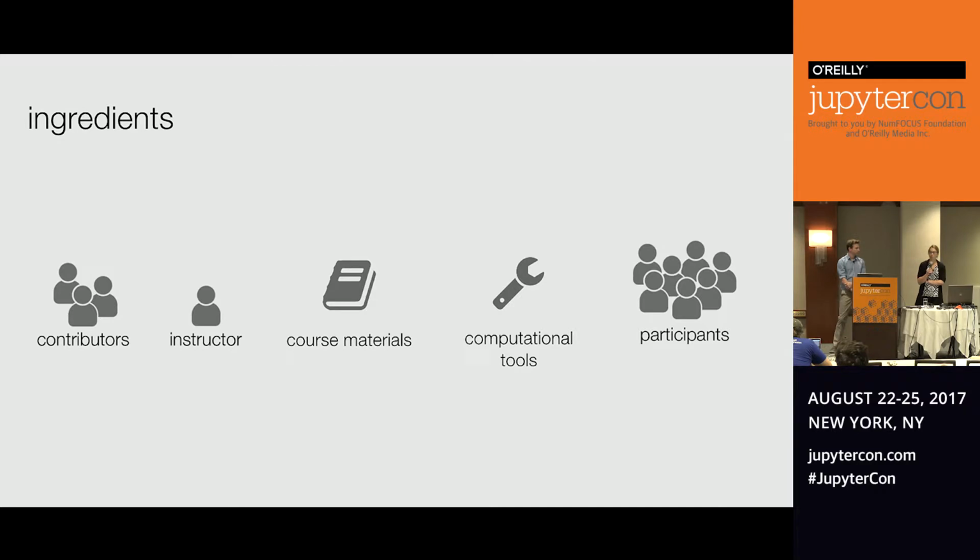And so what are the ingredients here? We have a really interesting opportunity in front of us. There is an instructor and a group of contributors. There's some course material that we have developed and are continuing to develop. We have computational tools, and there is a worldwide audience that we actually have the opportunity to engage with. And so how do we take advantage of this?